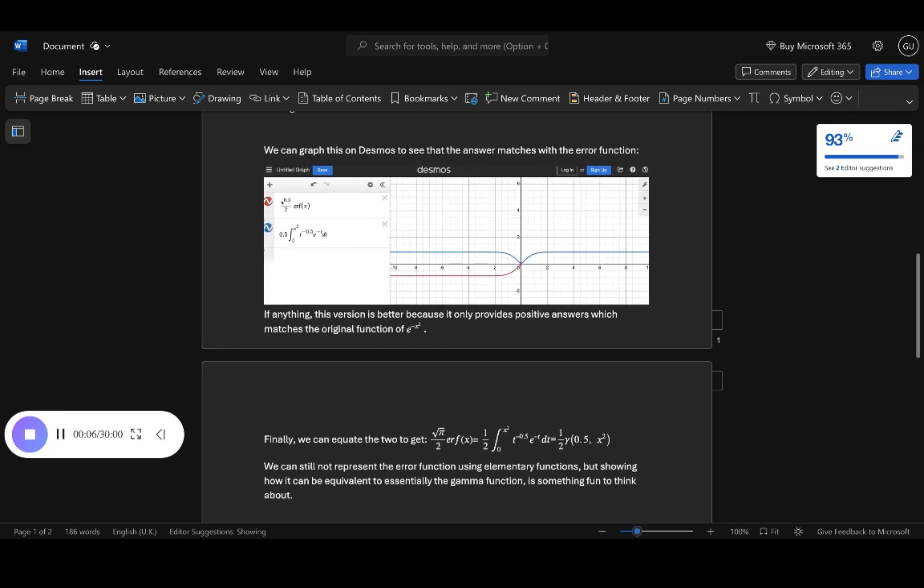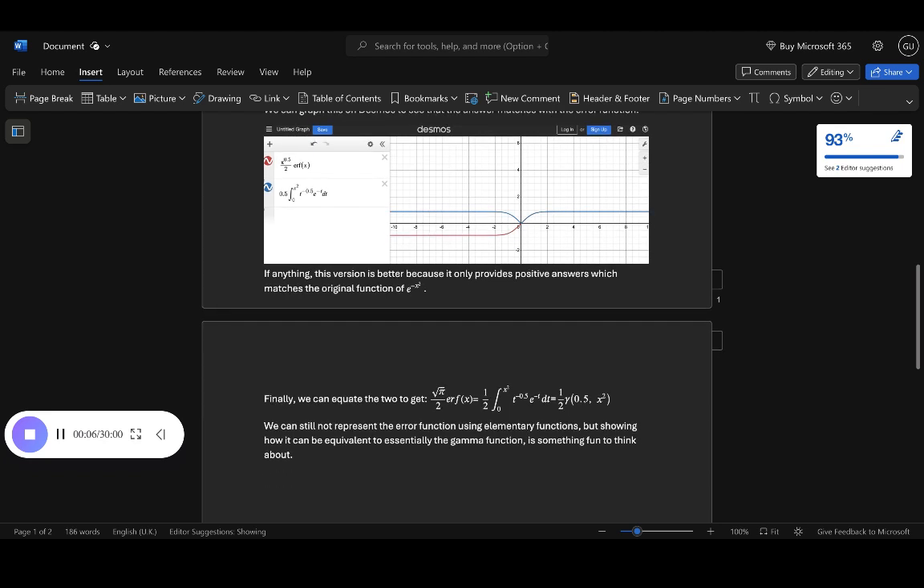Then we can equate the two equations to each other, so we can say root pi over 2 error function is equal to this upper bound gamma function. Now, obviously, we can't represent the error function using elementary functions, but this is just another fun way of showing how the error function can be equivalent to something else in terms of the gamma function, and what I find a better way of showing the area under the curve for e to the negative x squared.